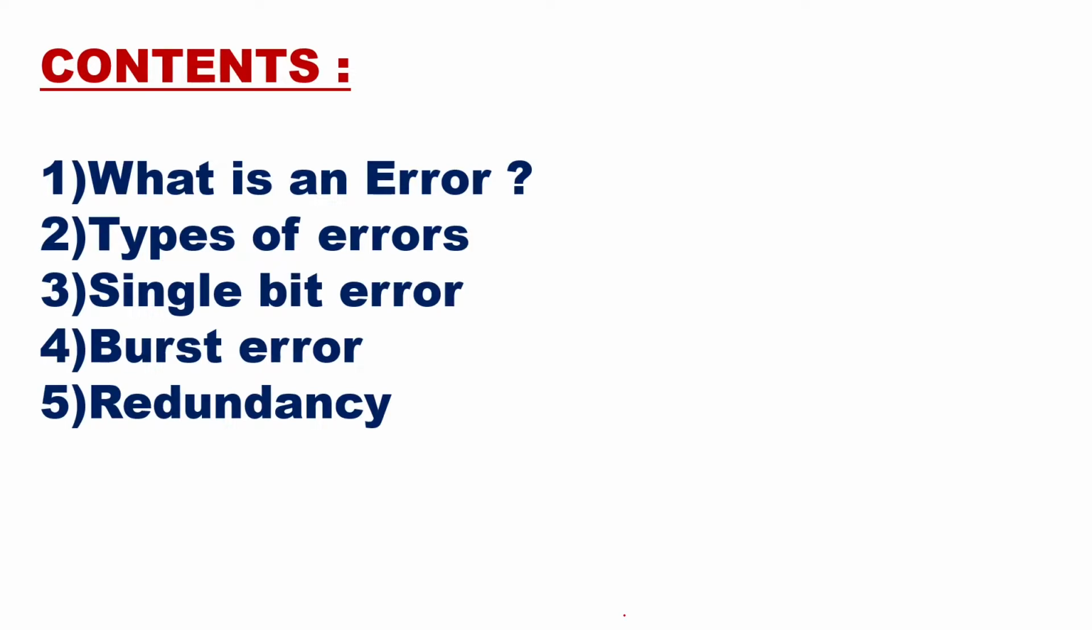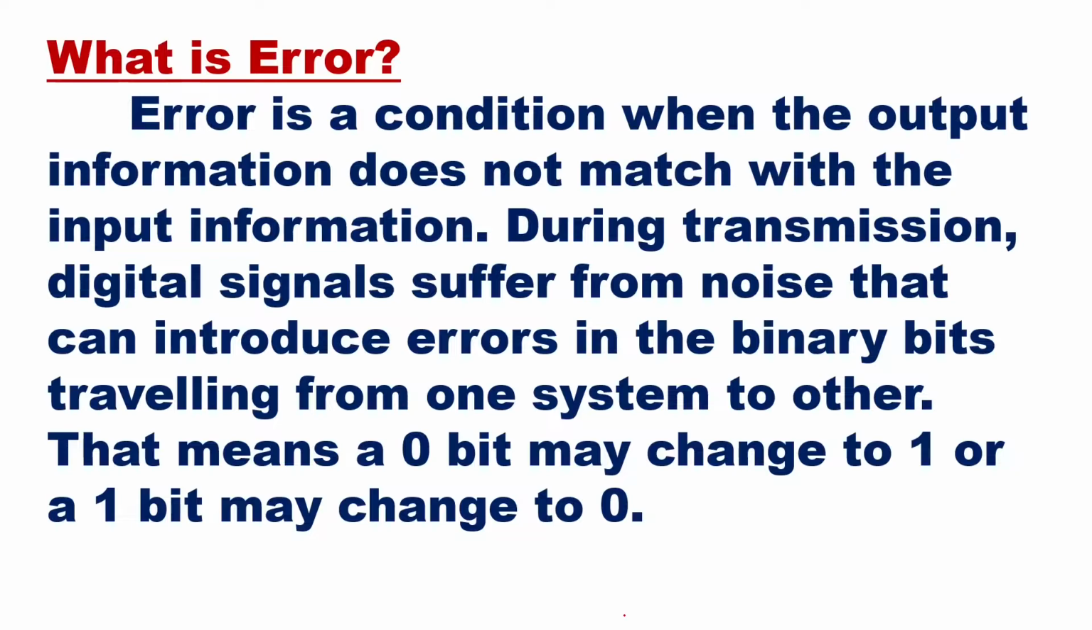If there is a mistake in receiving the data, then we say there is an error in the data received, and that can take place due to many reasons. It can take place due to heat, due to magnetism, due to electricity. So first we will see what is an error. If you see the definition, error is a condition when the output information does not match the input information. That is very true. The information which reaches the receiver is not matching what information you have sent from the transmitter.